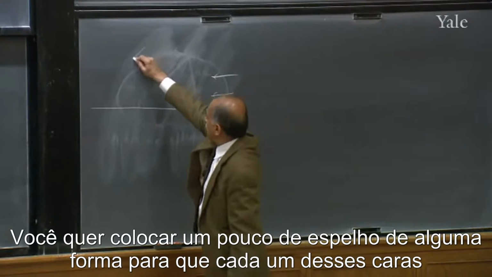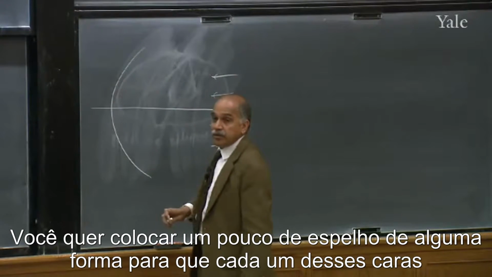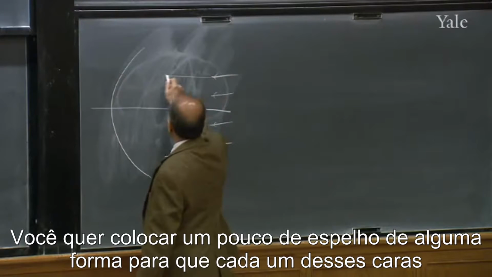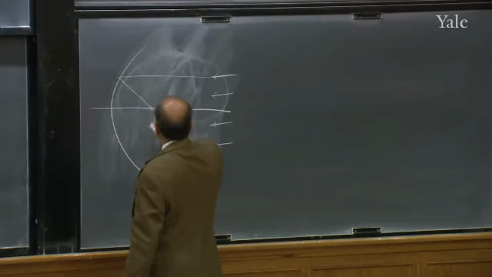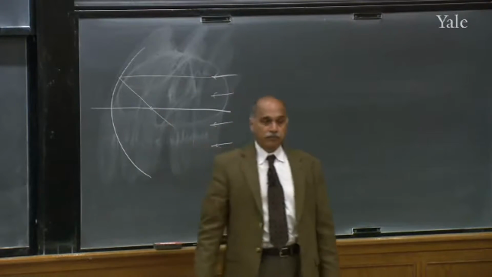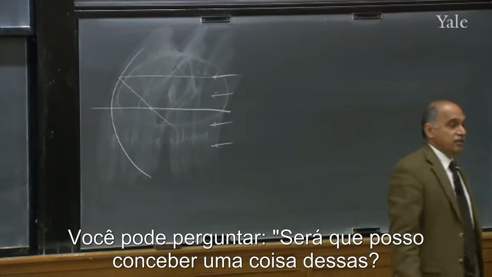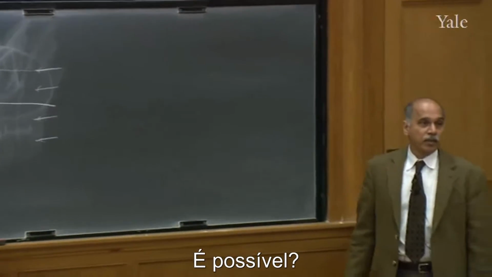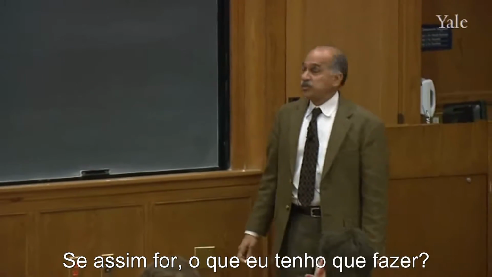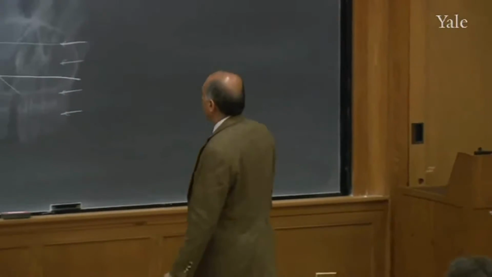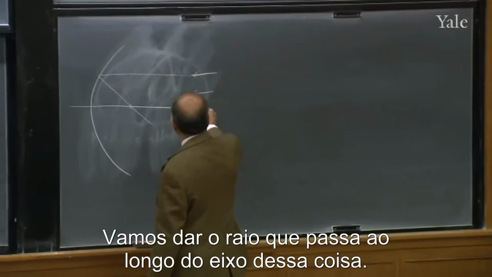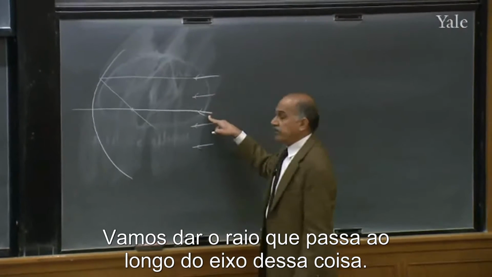You want to put some mirror of some shape so that every one of these guys will come through the same focal point. You can ask, can I even design such a thing? Is it possible? If so, what do I have to do? What's the shape of the object? So let's do the following. Let's take the ray that goes along the axis of this thing.